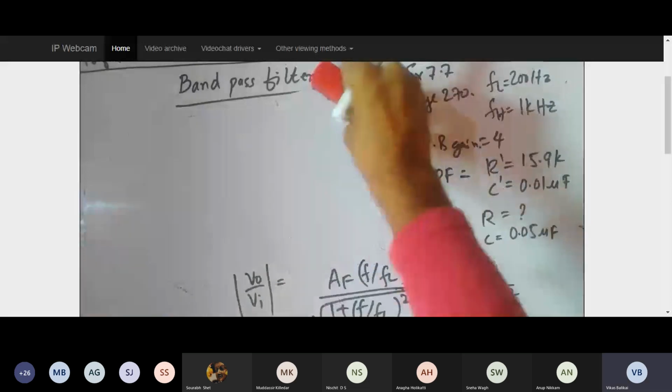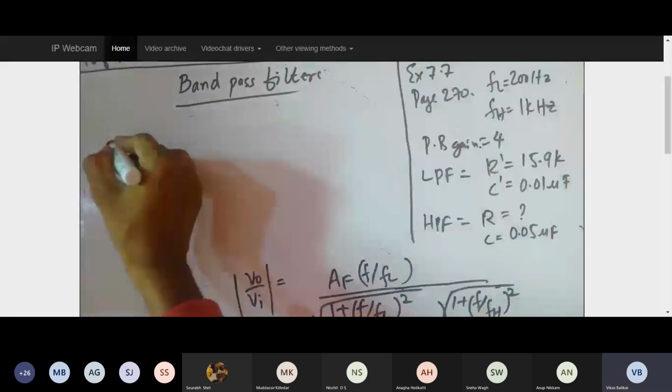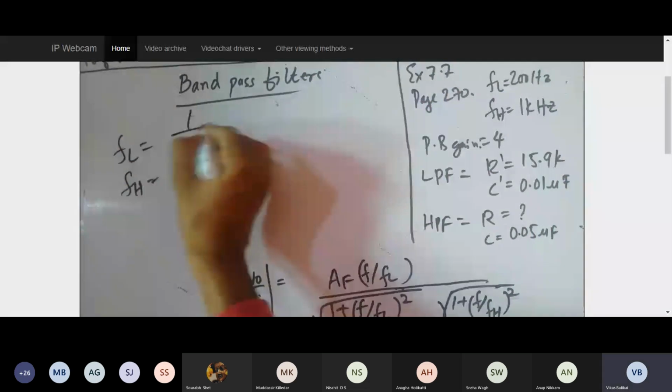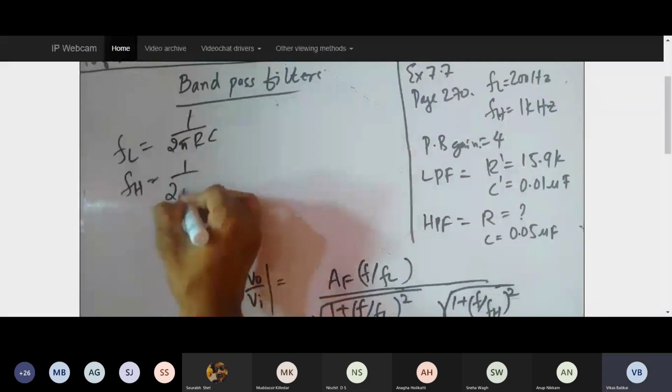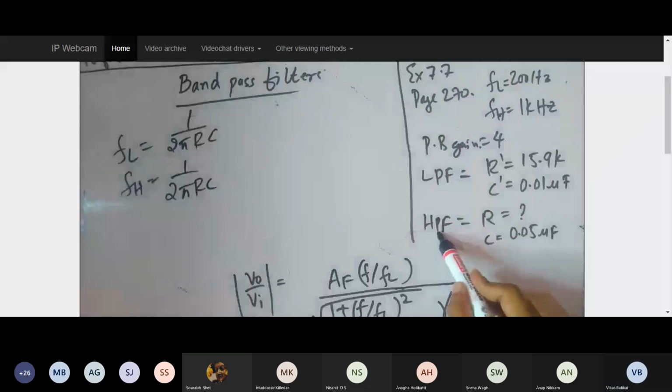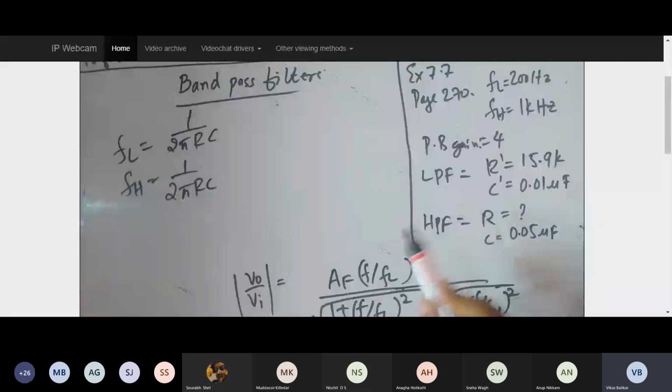So usually FL or FH, what is that equation you wrote? 1 by 2 pi RC. This is one equation you should remember, whether you are calculating for high pass or low pass. Right now I need the result for my R for high pass. For high pass, which one do I take? I take FL, because high pass is about low frequencies. So I will be using this equation.